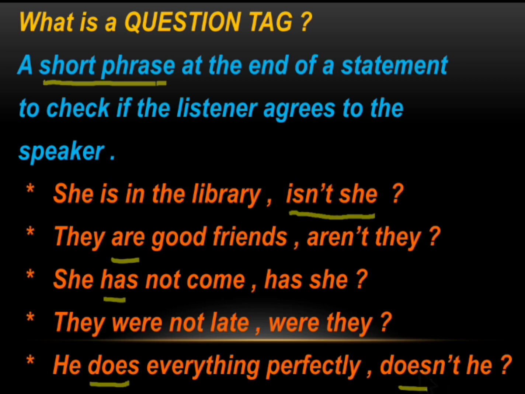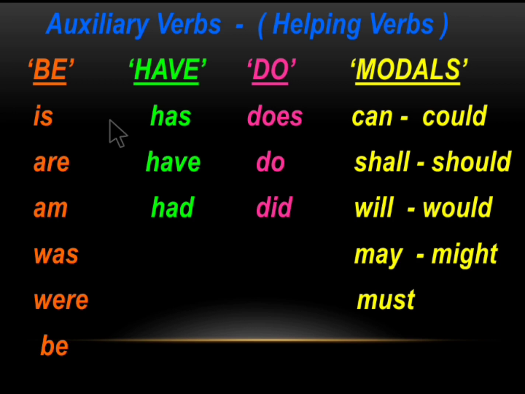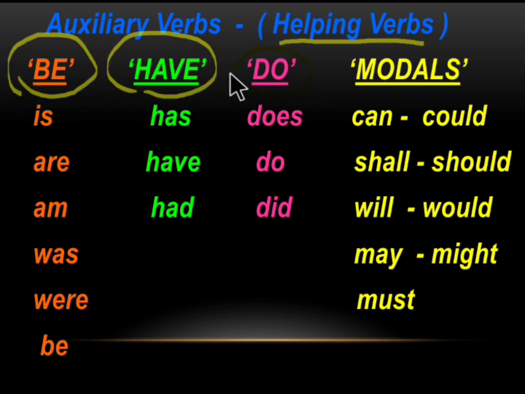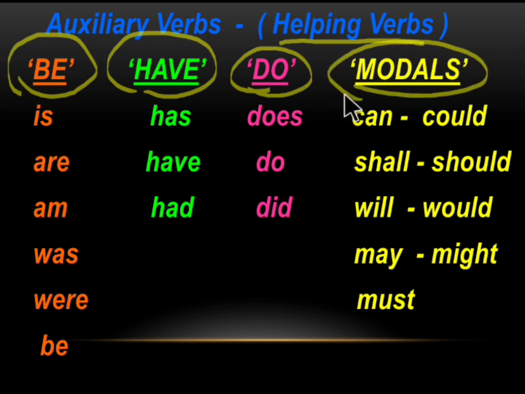Before that, we know what a pronoun is, and now we have to know what an auxiliary verb is. Let us see that. Auxiliary verbs are otherwise called helping verbs. We have many types of helping verbs: the be verbs, the have verbs, the do verbs, and the modal verbs. The be verbs are is, are, am. These are the present be verbs. Is is used for singular, are is used for plural, and am is used only for I.